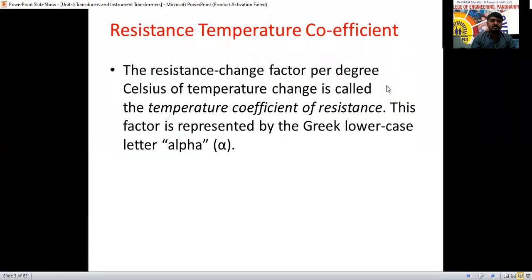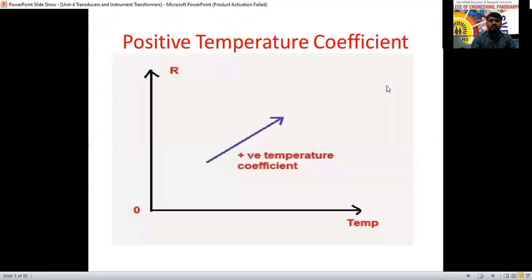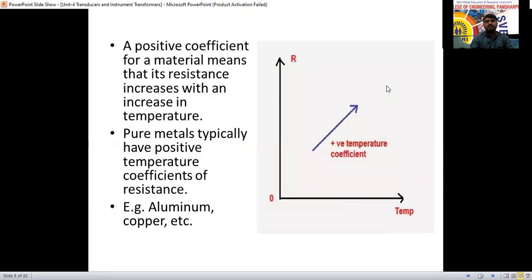We have discussed the definition of the resistance temperature coefficient, then the formula, and positive and negative temperature coefficients. If you have any doubts, you can ask.